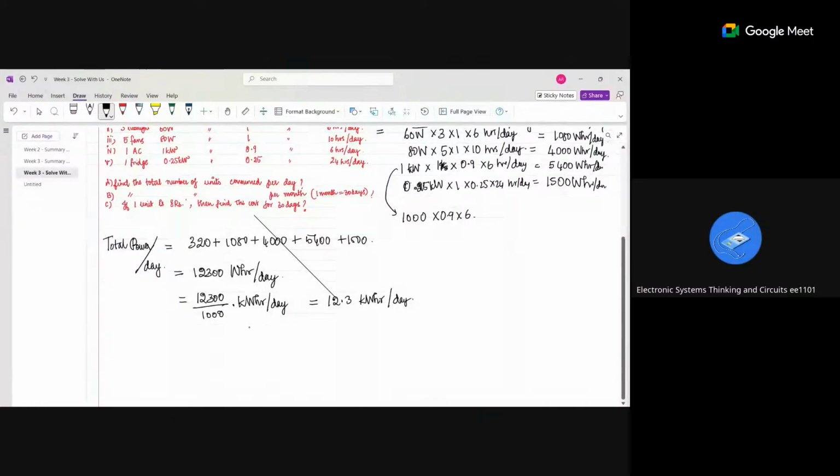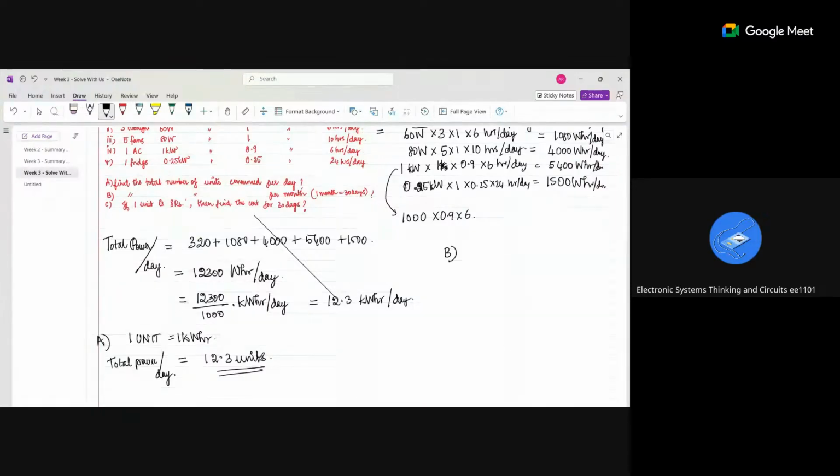Why are we dividing it by 1,000? Because to find in kilowatt, as 1 unit is equal to 1 kilowatt hour. So my total power per day is 12.3 units. So this is my answer for A.